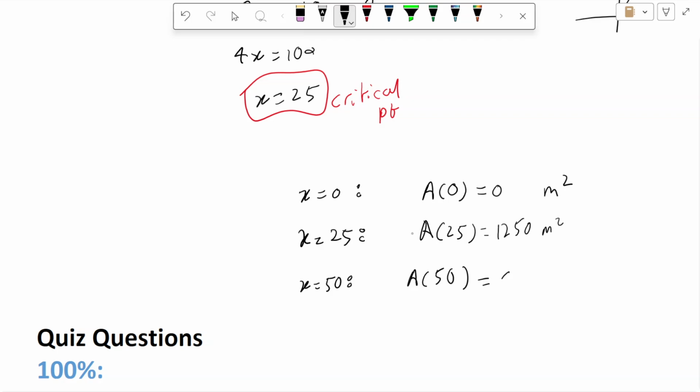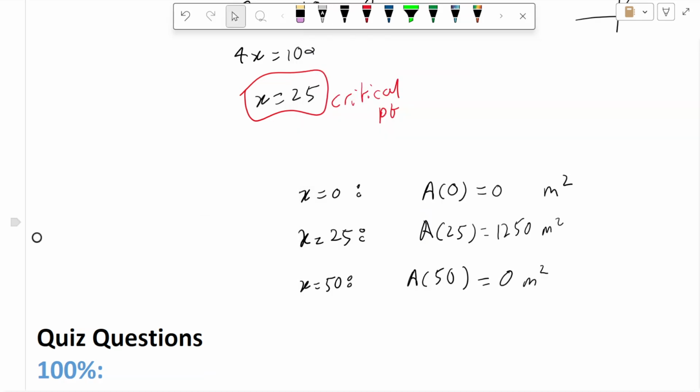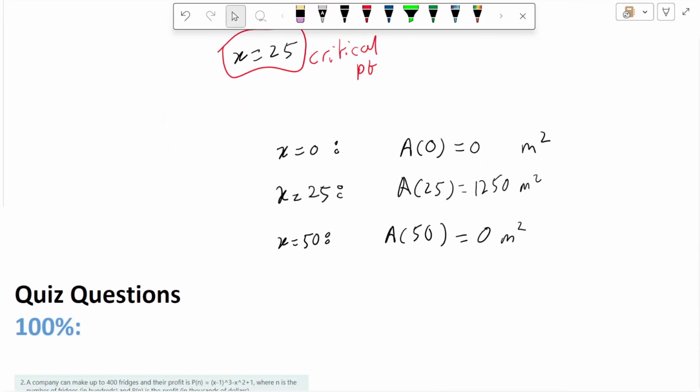is, let's see, 0. Now we probably should check that. So if I go trace and I type 50, I'm going to get 0. And if I go trace and I type 0, I'm going to get 0. And if you don't want to use trace, you can actually plug it back into that area formula there, and it should all work out. So I think it's hopefully clear enough that this is the max area possible.